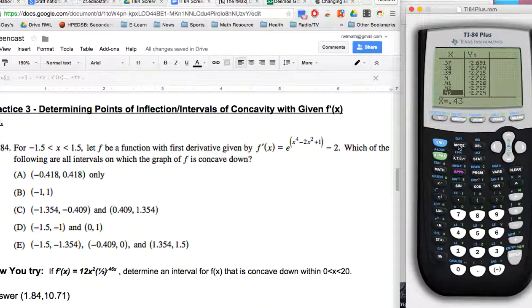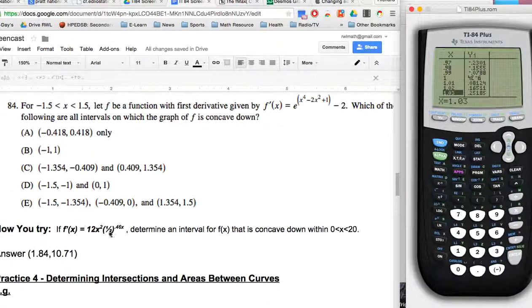Oh, so here's what I can do right now. Instead of scrolling all the way through that, I can go second function, table setup, and now why don't I start at 0.9. Enter, second function, table. So at 0.9, it's still negative, or rather, it's still concave down, and then it switches. Look at that. At 1, it's concave up again. So there you go. Your intervals that work are D for that one: negative 1.5 to negative 1, and 0 to 1.